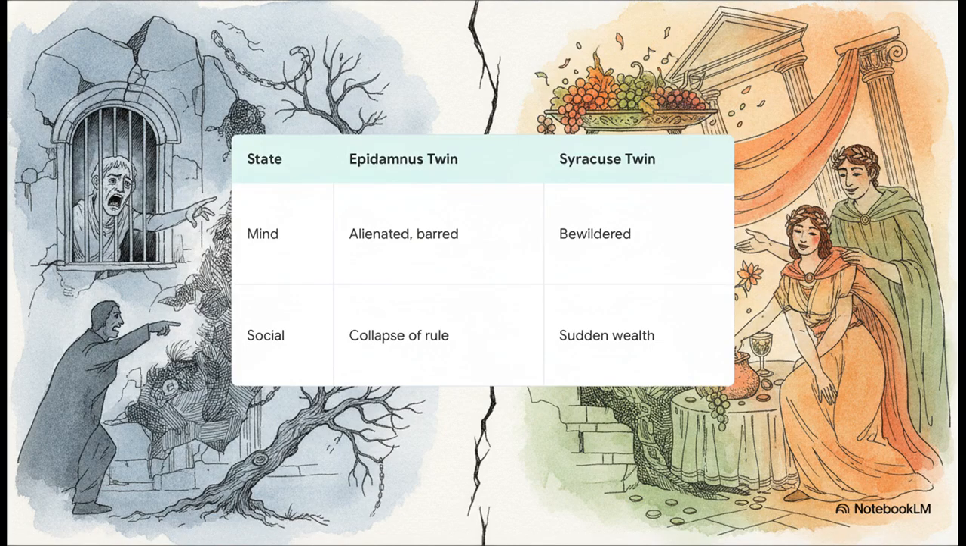He gets locked out of his own house, alienated by everyone he knows, and is literally diagnosed as insane by a summoned doctor. Conversely, his brother from Syracuse is just stumbling into free meals, unearned wealth, and sudden romance, all while recognizing the absolute madness surrounding him.